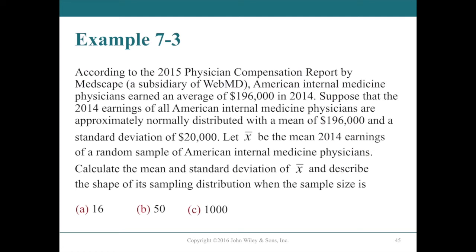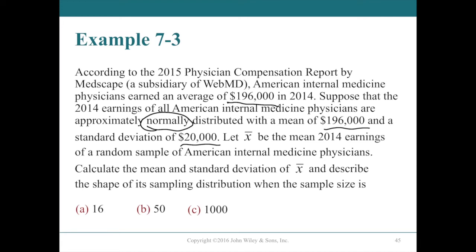Here's an example. According to a physician compensation report, American internal medicine physicians earn an average of $196,000. We saw this already, but now let's say that the mean is that amount and the standard deviation is 20,000. We've seen these numbers before. Calculate the mean and standard deviation of X bar. Describe the shape of the sampling distribution when the sample size is 16, 50, and 1,000.